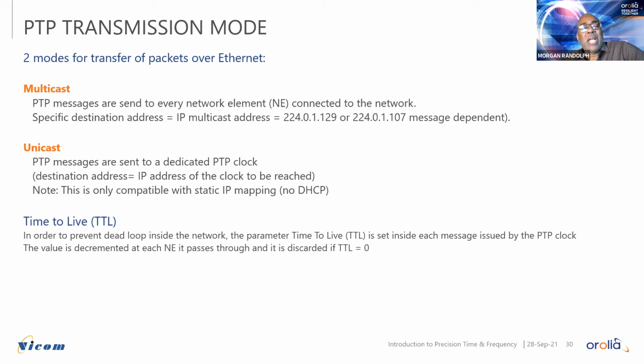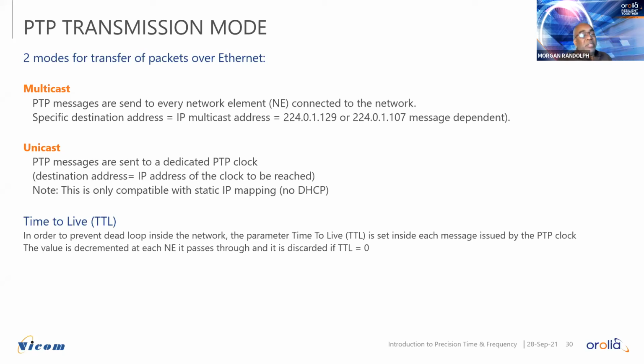You've got specific IP multicast addresses, and so all of your multicast addresses are 224.0.1.129 and the 224.0.1.107. You've got unicast, where the PTP messages are sent to a dedicated PTP clock. The destination address equals the IP address of the clock to be reached.